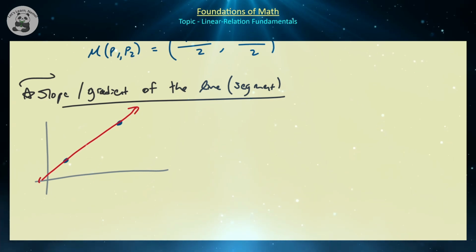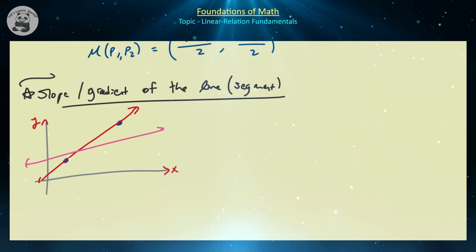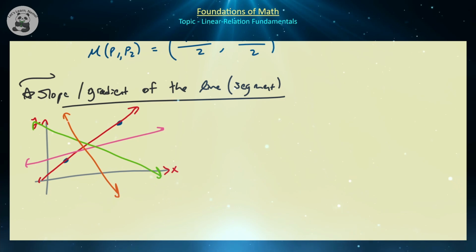And what exactly do we mean by slope? Let's assume this is x and this is y. So the slope or gradient tells you about the steepness of that particular line. So for example, this red line is more steep in the positive direction compared to, for example, this pink line. And you could have a steepness in the negative direction. For example, this green line is not as steep as this orange line as it goes down. And typically when we talk about steepness, we usually are referring to the steepness as we move from left to right on the x-axis.